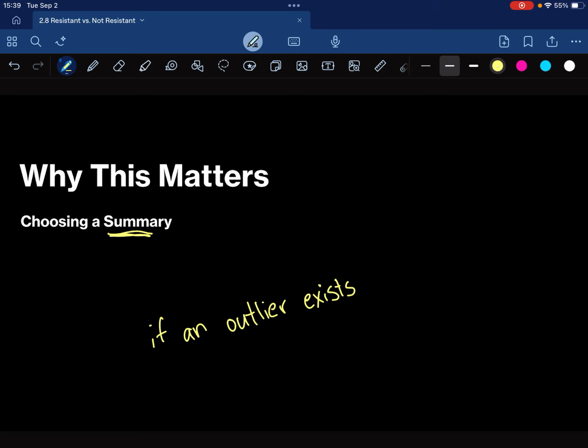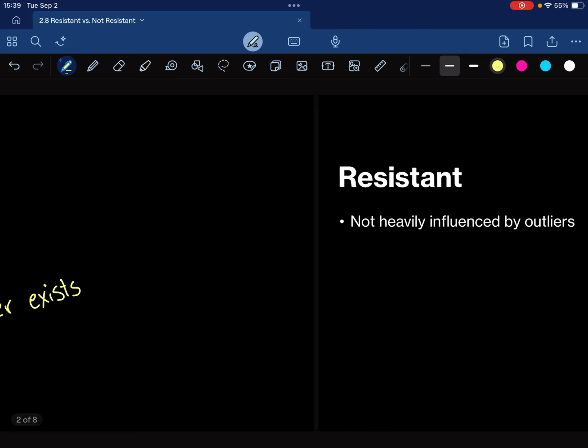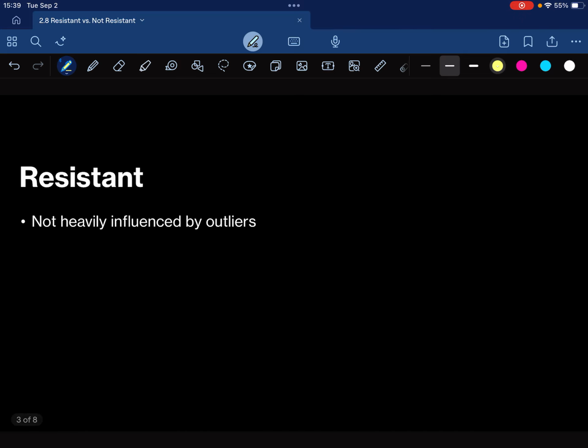The other side of this might be that we've actually already calculated our summary statistics and we see something unusual, and so we might have to ask ourselves, was that summary statistic resistant or not? That kind of tells me, was there something unusual in the data or not? And so that leads us into the definition of what does it mean for a summary statistic to be resistant?